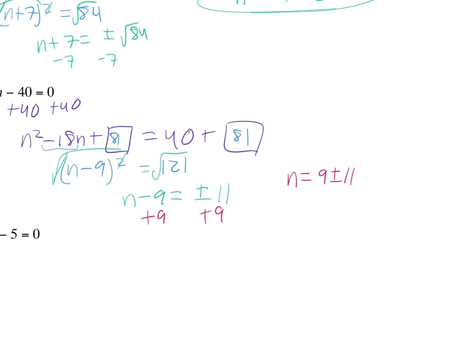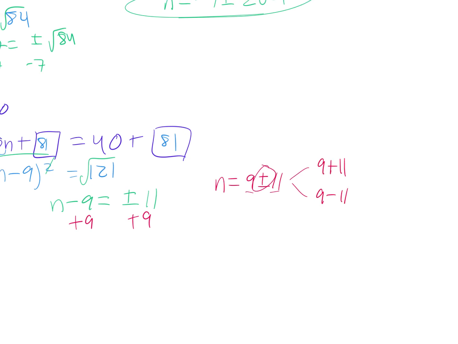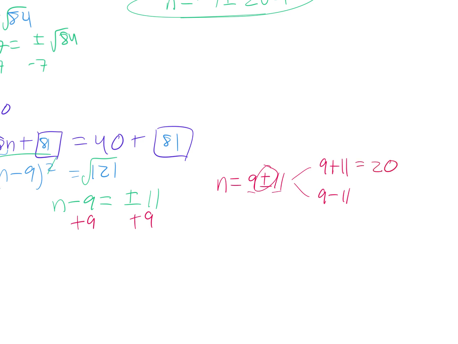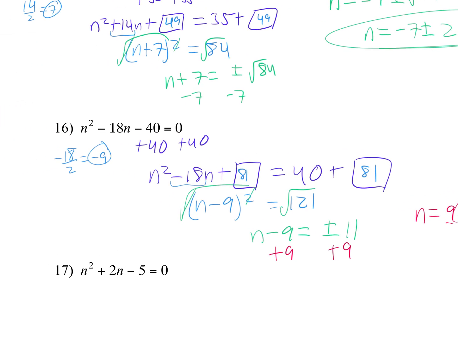Now you don't want to leave this alone like this because these are both whole numbers, right? So you're able to actually get two solutions, right? Plus or minus means exactly that. One is plus, one is minus. So we're going to have 9 plus 11 and 9 minus 11. So we should get 20 and negative 2 as our answers. Right, this one you should write out your two solutions, right? 20 and negative 2.